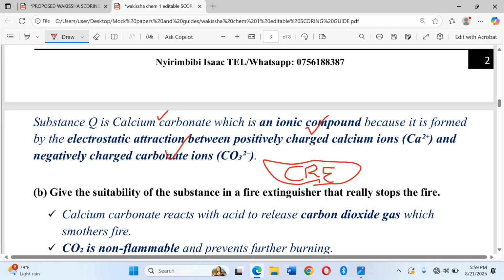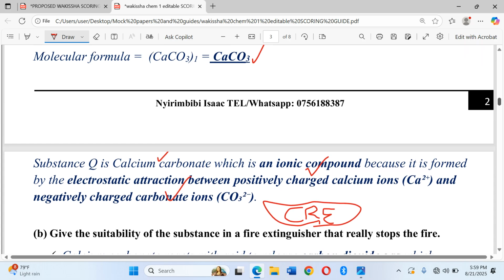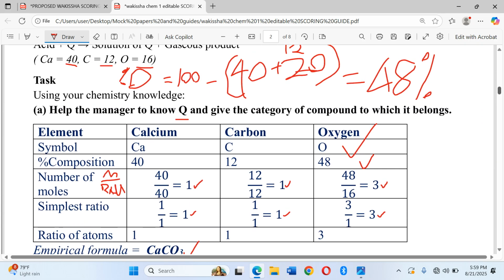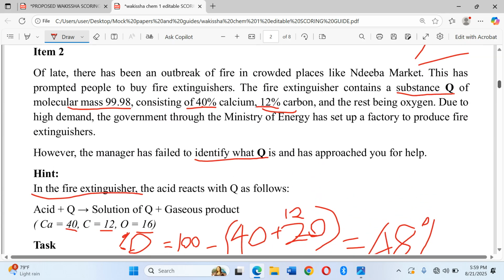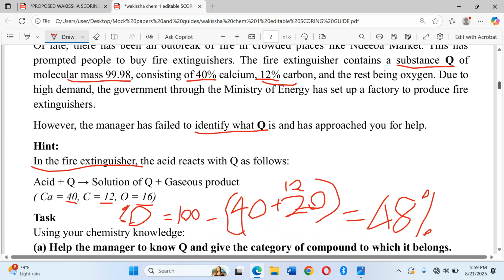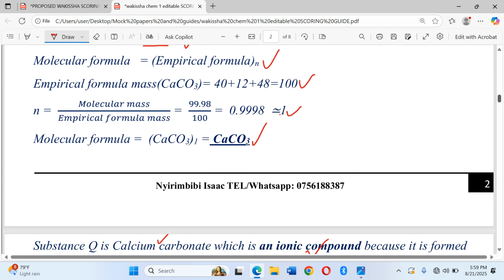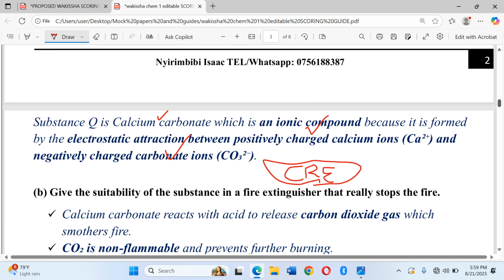Give the suitability of the substance in a fire extinguisher that really stops the fire. Now, don't forget that when you go back to the scenario, the substance they are talking about here is substance Q. The fire extinguisher contains a substance Q of molecular mass this. And now they are saying that we give the suitability of this substance in a fire extinguisher that really stops the fire. So is it calcium carbonate that stops the fire?